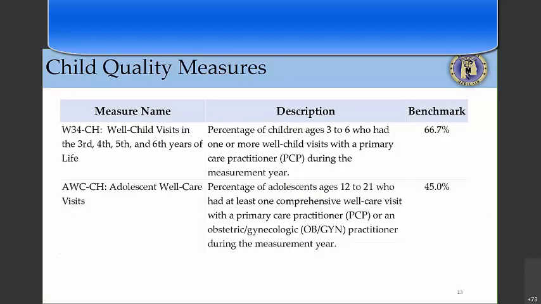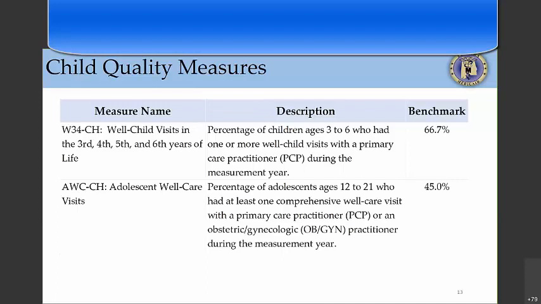There are more details about child quality measures. W34CH, well child visits in the 3rd, 4th, 5th, and 6th years of life, are described as the percentage of children ages 3 to 6 who had 1 or more well child visits with a primary care practitioner, PCP, during the measurement year. The benchmark is 66.7%, and I will explain more about benchmarks later.